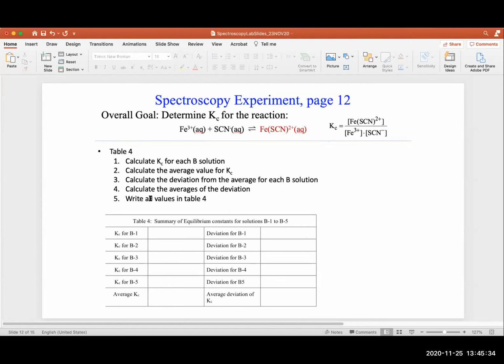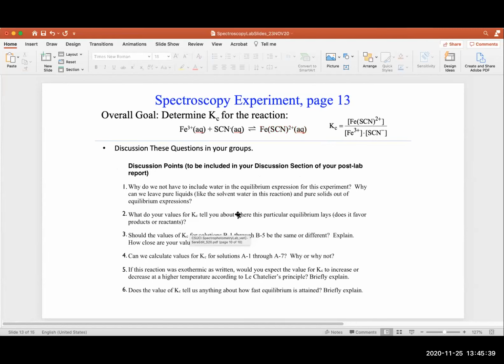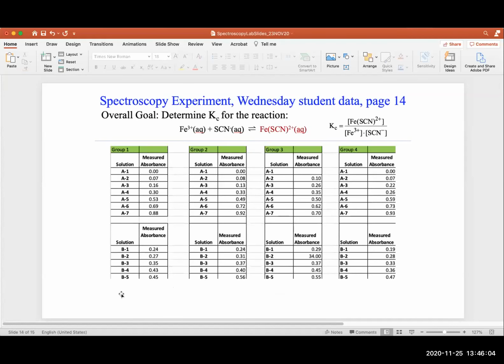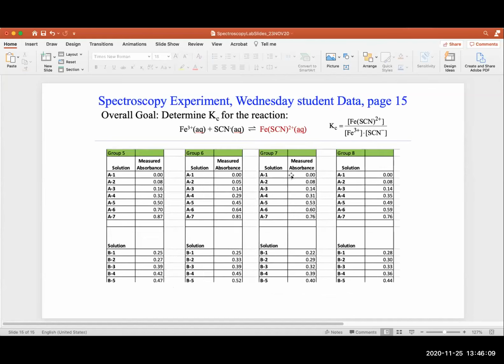So you're going to write all values in table 4 after you do these calculations. These are the discussion points. In your groups, I want you to talk about these and write notes down in your own words. So you should not have the exact same word choice as everyone in your group. If you have questions, page me and I'll come into your group and participate in your discussion, so that before you leave lab today, you have a good understanding of the answers to these questions, which will be part of your post-lab. And then the last 2 pages are the student data set. So we can see group data sets 1, 2, 3, 4, 5, 6, 7, 8.